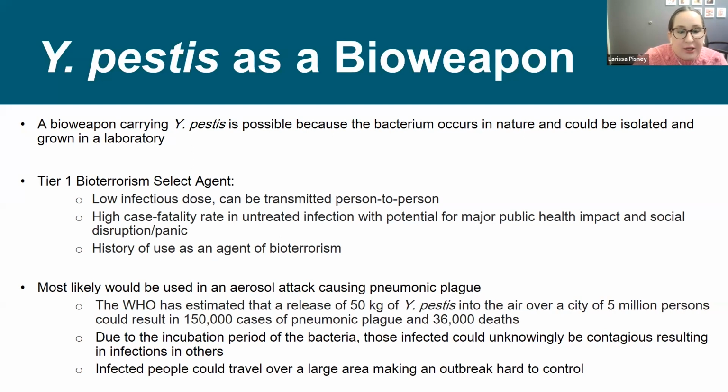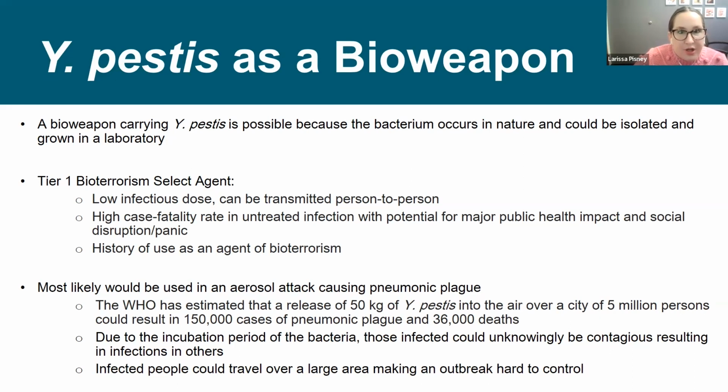This would be the spread of tiny particles or droplets containing Yersinia pestis being released into the air in dust, mists, or fumes. The WHO estimates that if 50 kilograms of Yersinia pestis was released in the air over a city of 5 million people, this could result in 150,000 cases of pneumonic plague and 36,000 deaths. Due to the fact this bacteria has an incubation period and outside of the normal geographic context, diagnosis would likely be delayed because presentation can be relatively nonspecific. Individuals could unknowingly infect those around them.